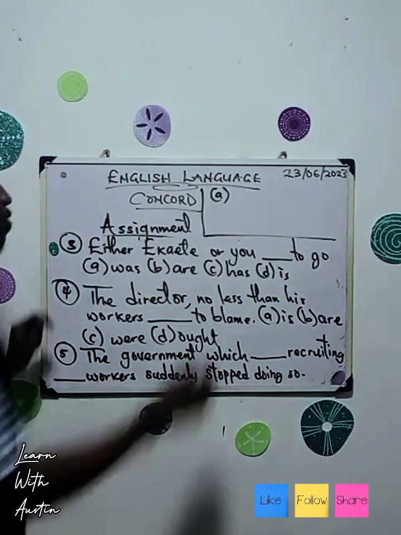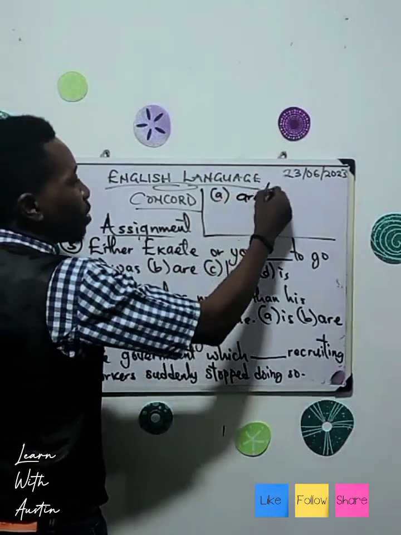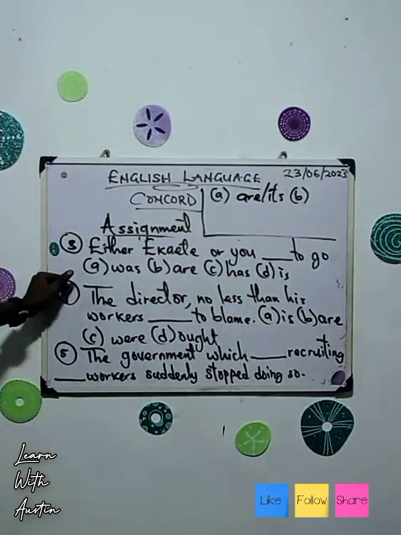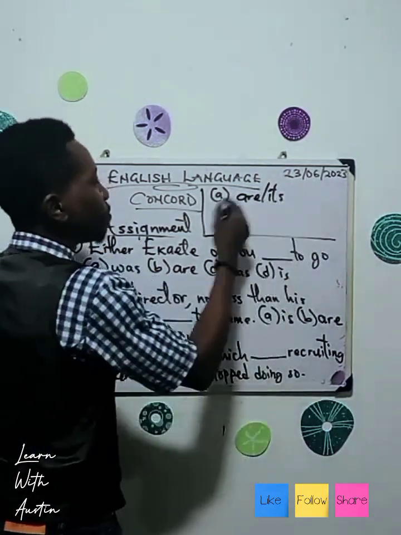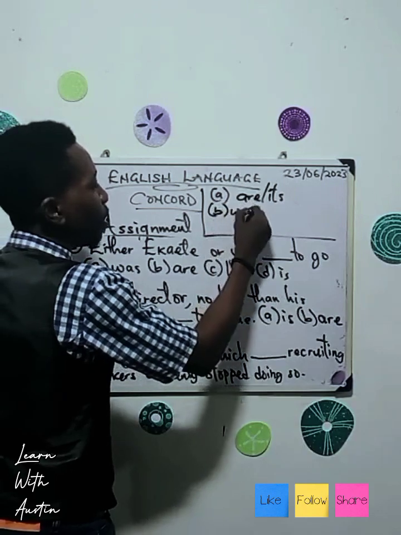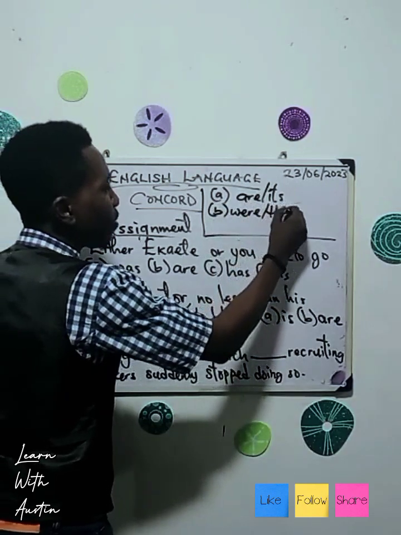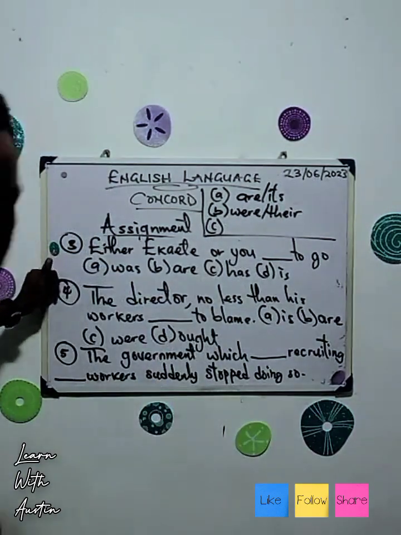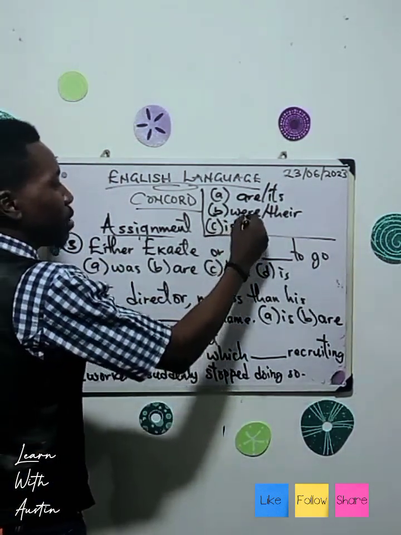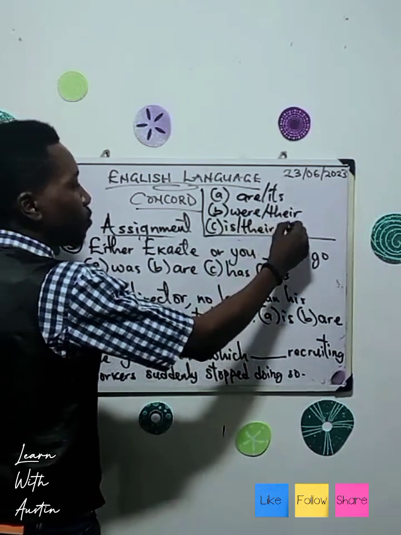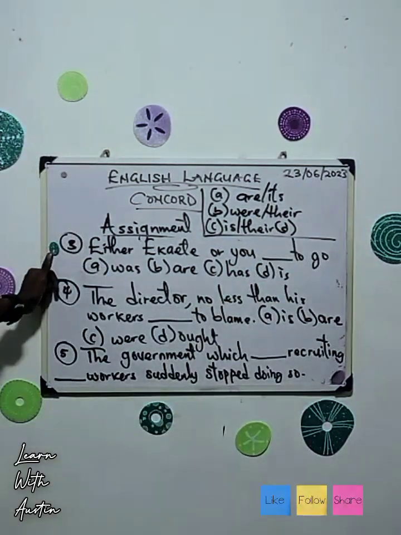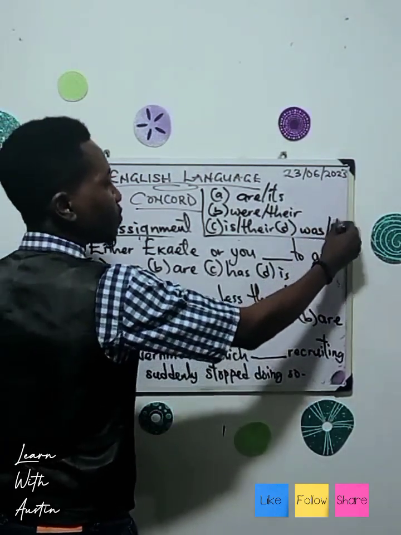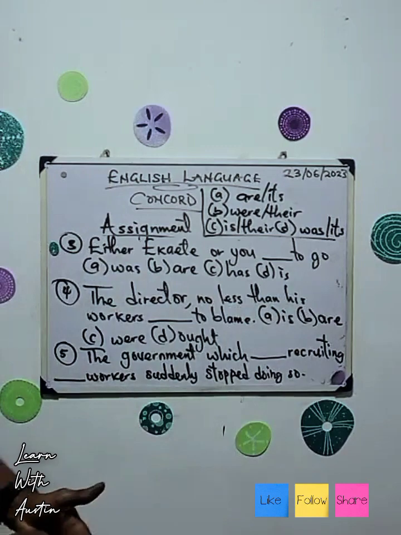So option A says are and its. Option B says where and there. Option C says is and there. Option D says was and it's. So there you have it, one to five.